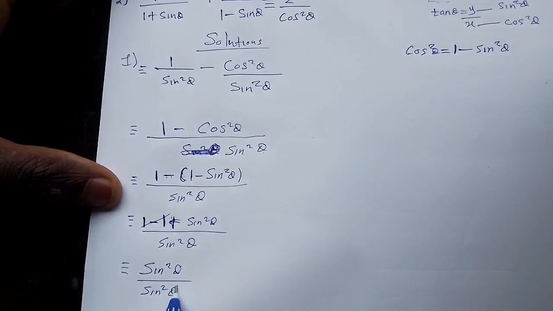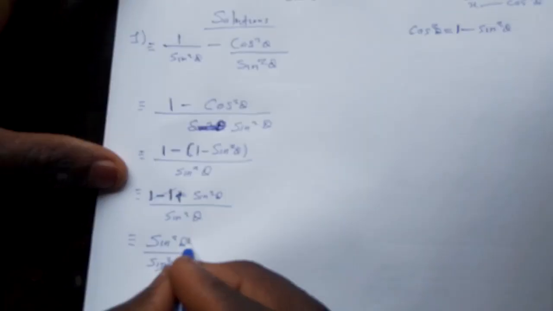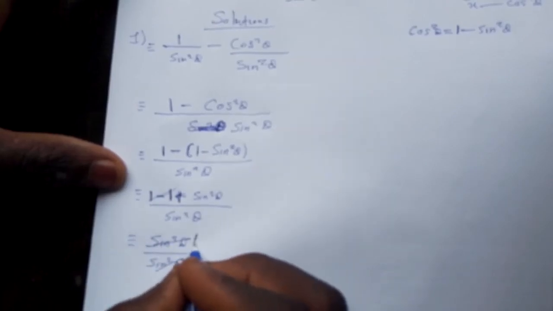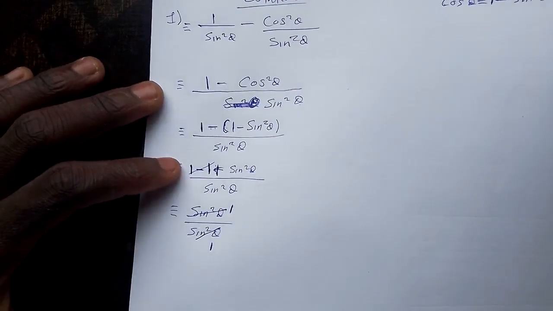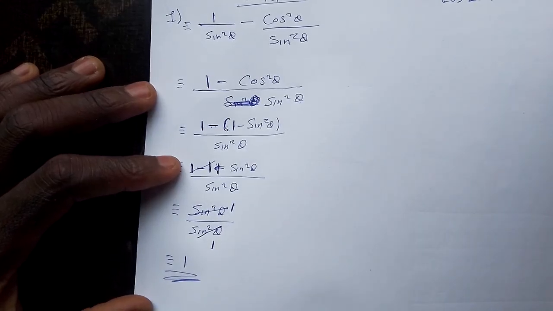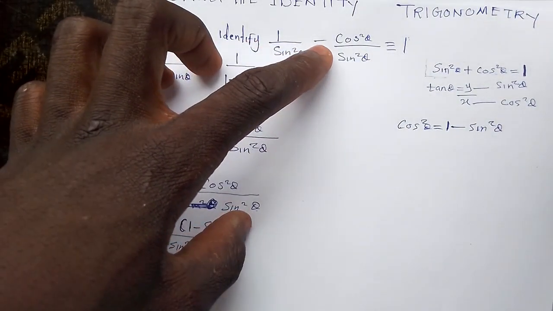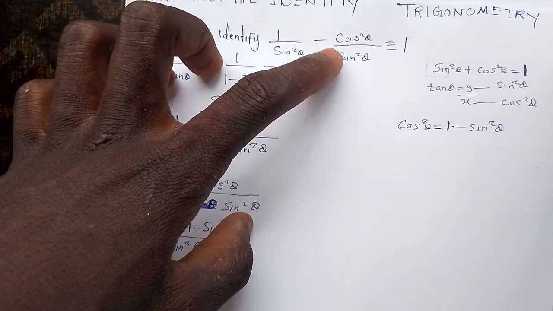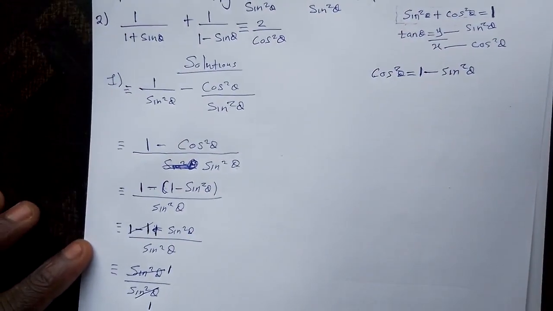Now, sine 2 theta into sine 2 theta, I'm going to get 1. So we have proved that 1 over sine 2 theta minus cos 2 theta divided by sine 2 theta is equivalent to 1. So on this part, as for the first one, we are done.